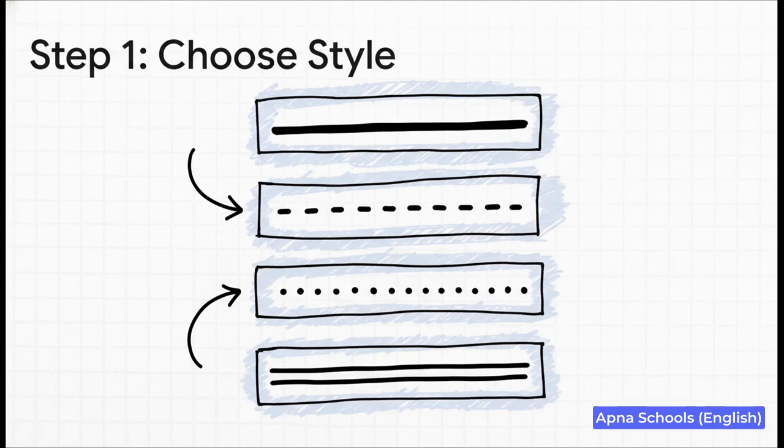A double line can make a report feel a little more formal. A dashed or dotted line is great for separating things without making the table feel too heavy. Choosing the right style is really your first big design decision.